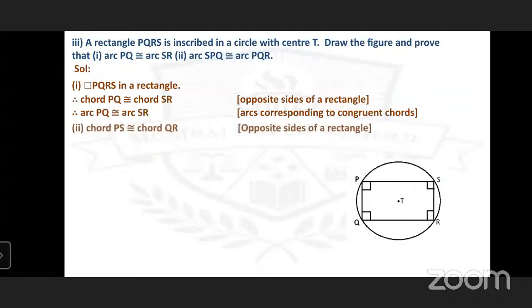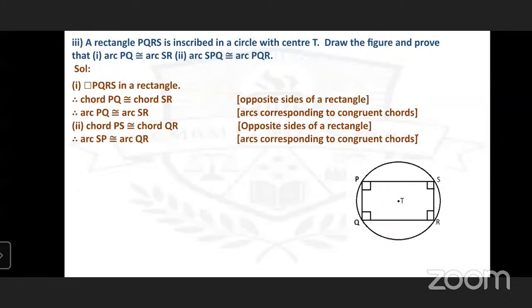Similarly, we write the other side, that is PS. Yes, PS is congruent to QR. Then we write arc SP is equal to arc QR. The same condition applies here, arcs corresponding to congruent chords. Okay, so see PQRS.